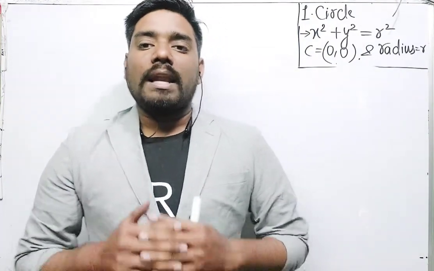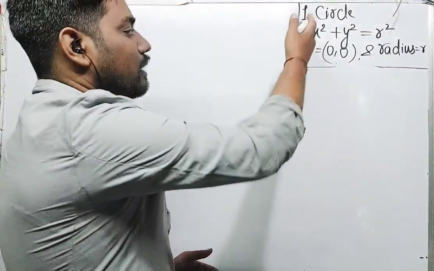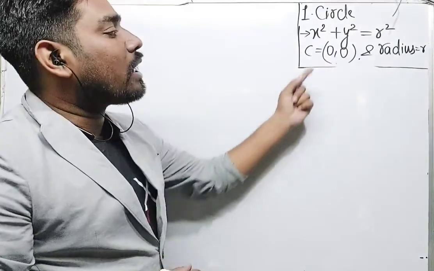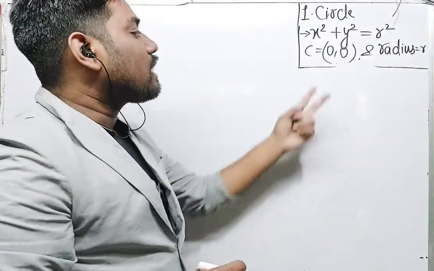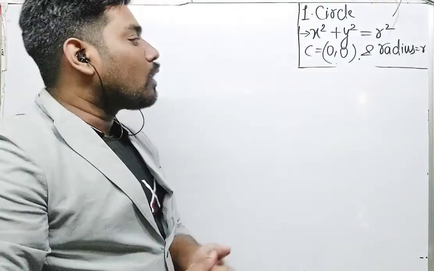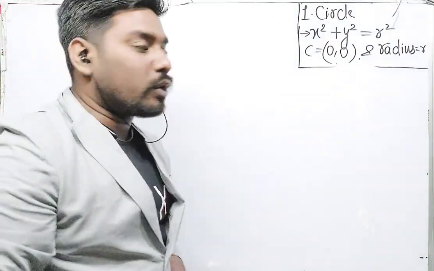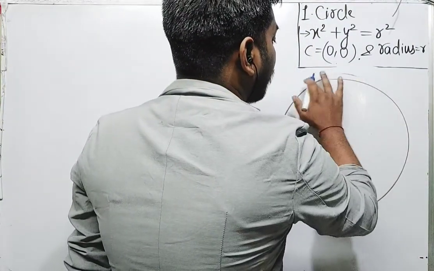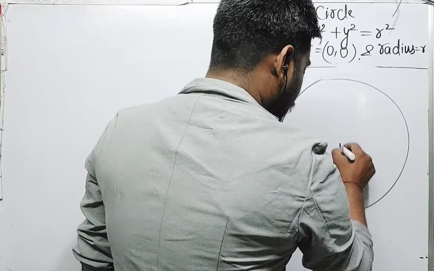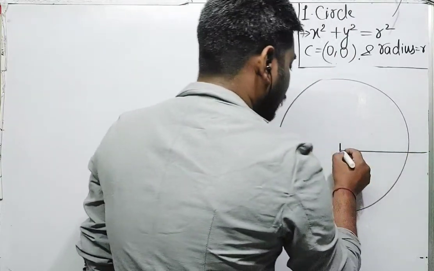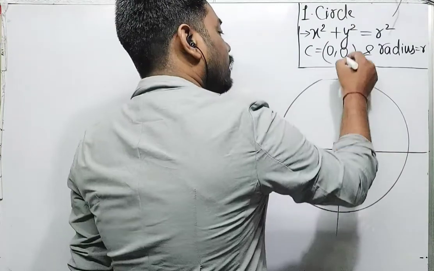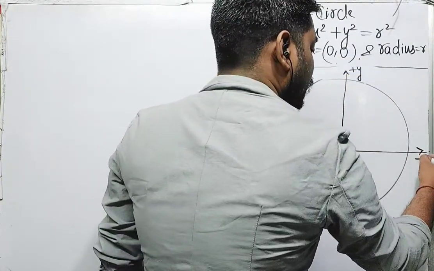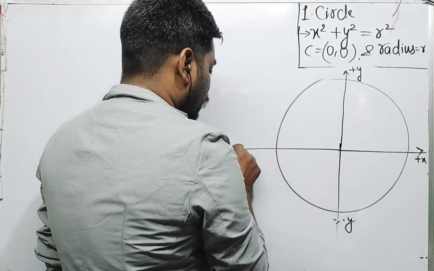So let's start. Now this is the circle, the first conic section, having the equation x square plus y square is equal to r square. In this case we have a center of 0 comma 0 and radius is equal to r. So just suppose a circle like this, having the origin at the center. This is your plus y and this is your minus y, this is your plus x and minus x. Understood?